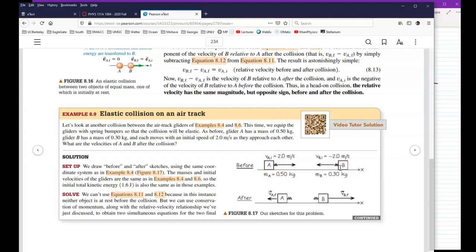All right. As before, glider A has a mass of 0.5, glider B has a mass of 0.3. So we're using the same gliders, and each moves with initial velocity 2, and they approach each other, as you can see here. So they're coming toward each other. Think of it like two billiard balls coming toward each other. What are the velocities of A and B after collision? After collision, okay? How do we do something like that?